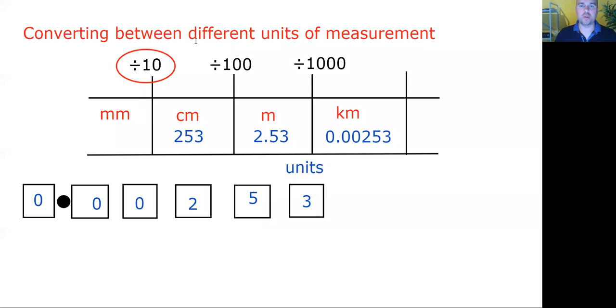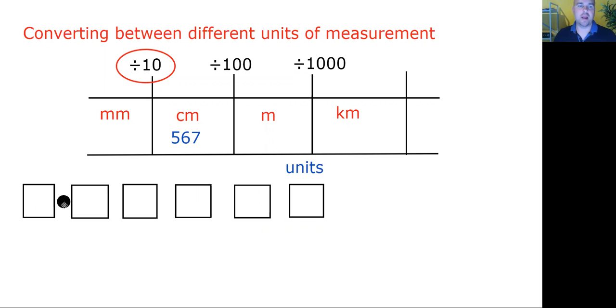I'm going to give you a question to do. Let's say this. 567 centimeters. And I want you to tell me how many meters and how many kilometers that is, please. So I want you to tell me how many meters is 567 centimeters and how many kilometers is 567 centimeters. Best of luck. Let me know how you get on.